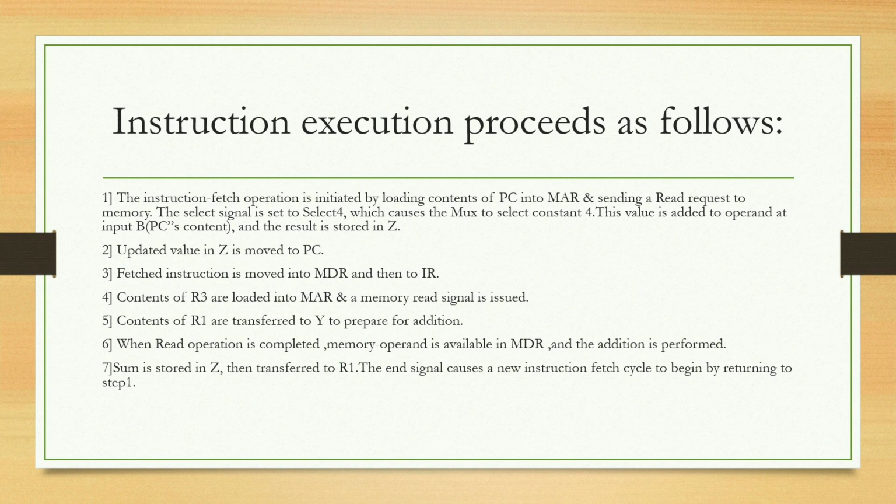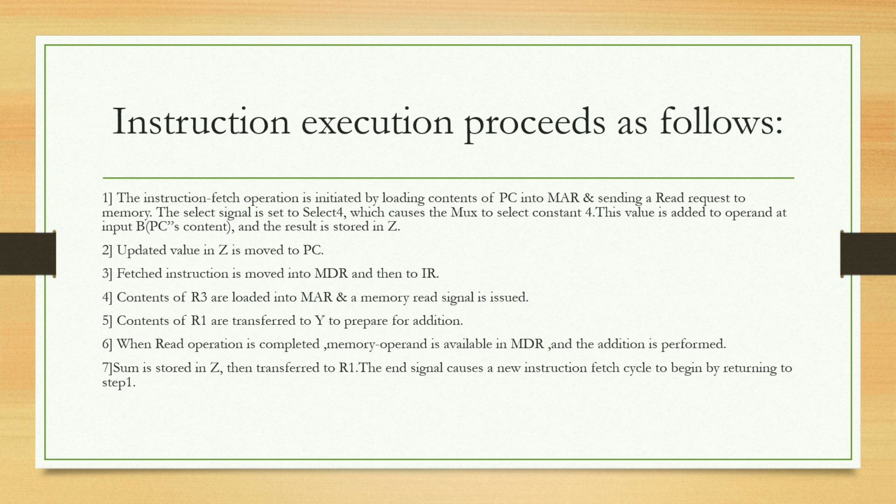Instruction execution proceeds as follows. The instruction fetch operation is initiated by loading the content of PC into MAR and sending a read request to the memory. The select signal is set to Select4, which causes the mux to select constant 4. This value is added to the operand at input B, the PC content, and the result is stored in Z. Second, the updated value in Z is moved to PC. Third, the fetched instruction is moved into MDR and then to IR.